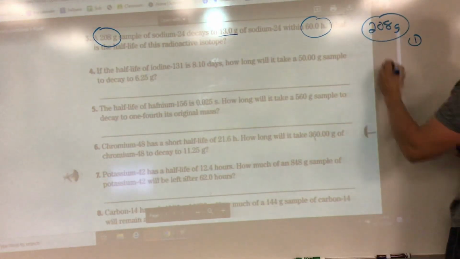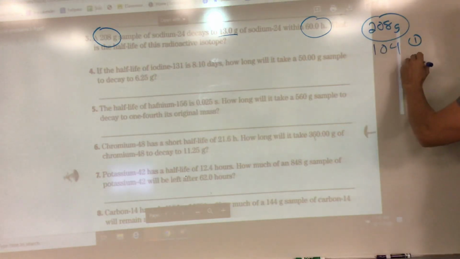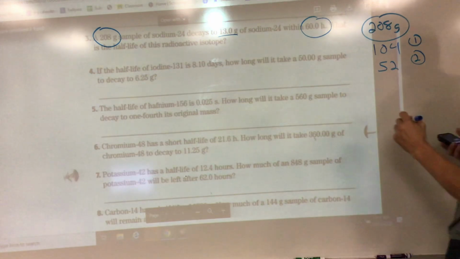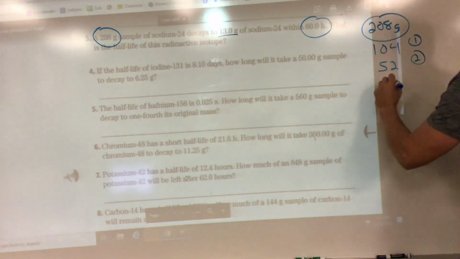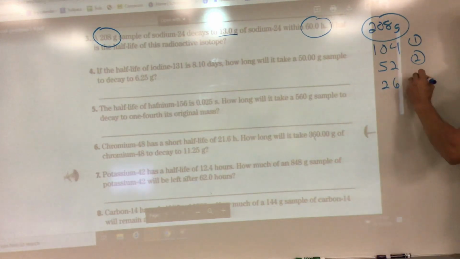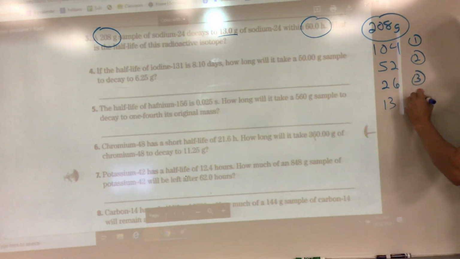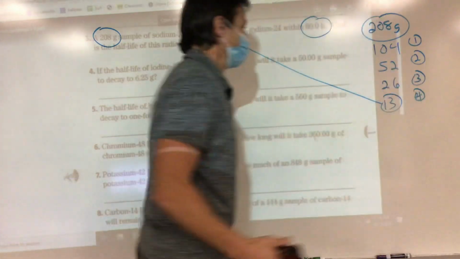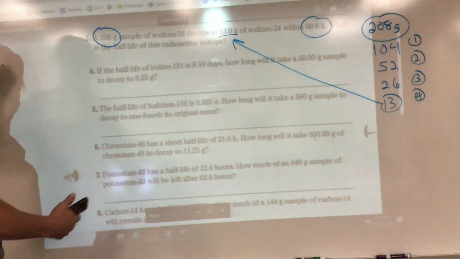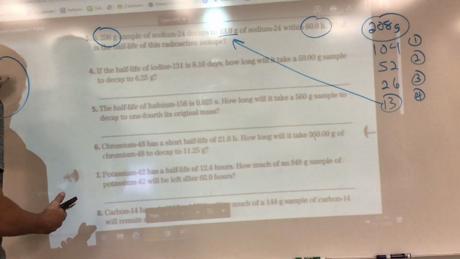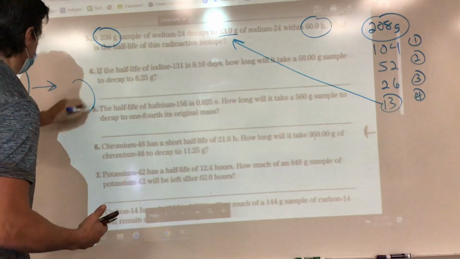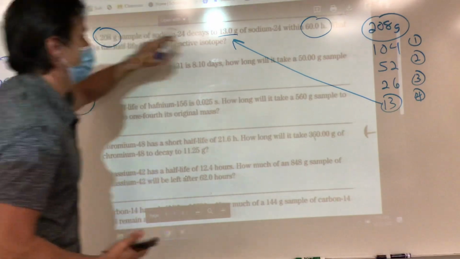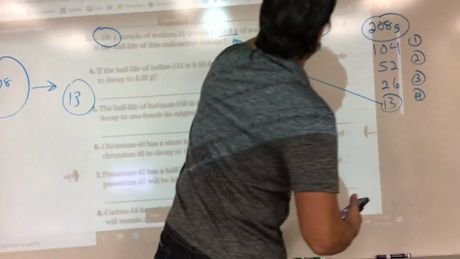So obviously half of that is 104. Maybe I can do this math. Half of 104 is what, 52? Half of 52 is 26. Oh, I can do this in my head. And half of 26 is 13. All right. So once again, what I'm looking for: I went from 208 to 13 grams, and that time frame of that mass going from that to that took 60 hours.